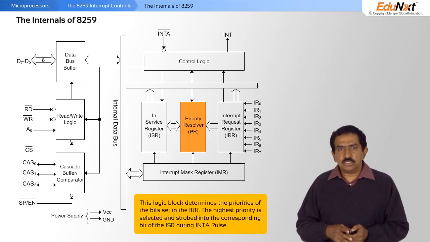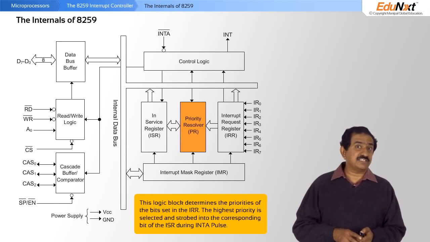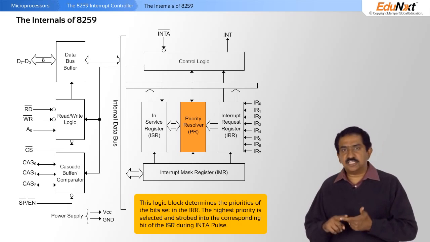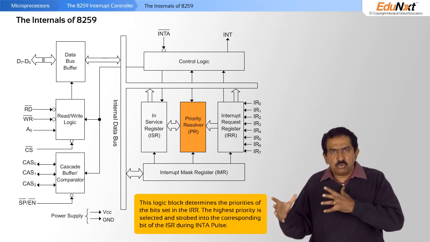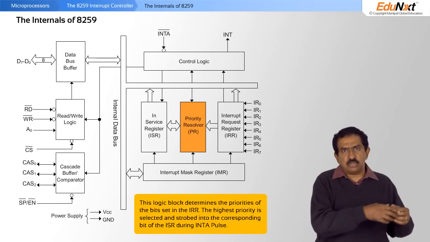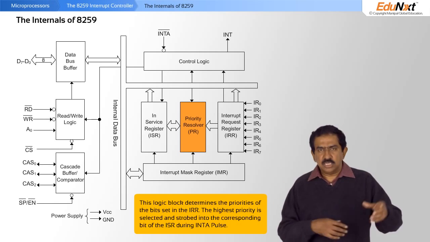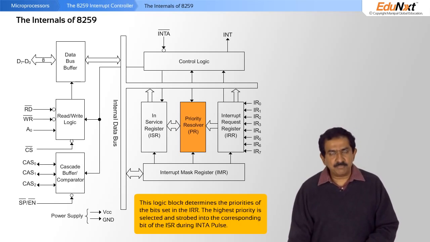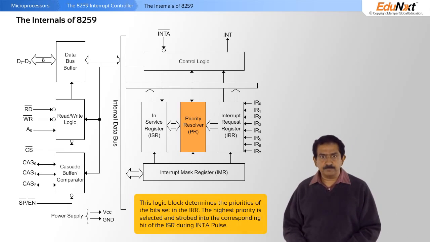The middle block, this logic block, determines the prioritization. So this is therefore a prioritized interrupt system. You can say a keyboard has a higher priority than an optical disc, or the mouse has a higher priority than a keyboard, and so on. Those are things that you can program using the 8259.